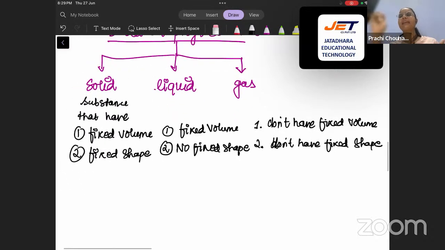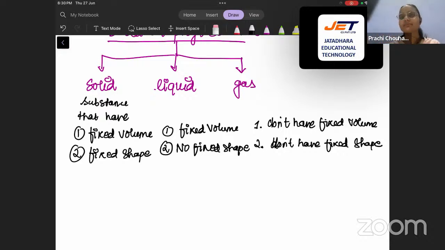So for example, the pen that I am using, it is solid. Now, what does it mean when I say that it has a fixed volume and fixed shape? As you can see, it has a fixed shape. If I try to break it, nothing will happen. It will remain fixed. Also, it has a fixed volume. In this space around me, it will always be occupying this much volume only, right? The volume won't change, whether I keep it here, somewhere else, or give it to you. So the volume is going to remain the same.